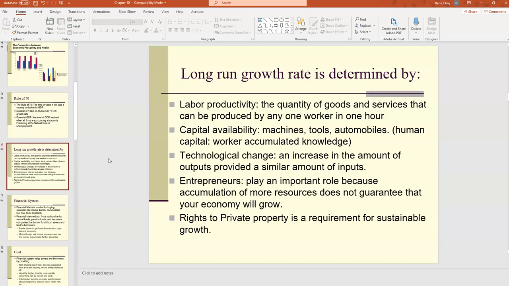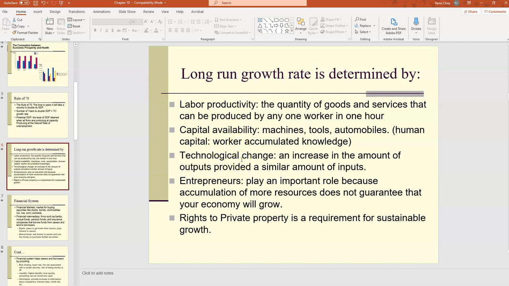Capital availability is also important, the amount of machines, tools, and equipment, because capital enhances human potential. Think about teaching a class without the internet or without immediate access to data, versus what we have today, where you have access to all this information instantaneously. It is a much more advanced class. And the difference is we now have machines and software and computers and stuff like that, all of which we call capital. So we have more capital available.